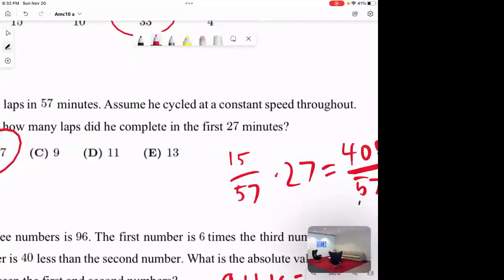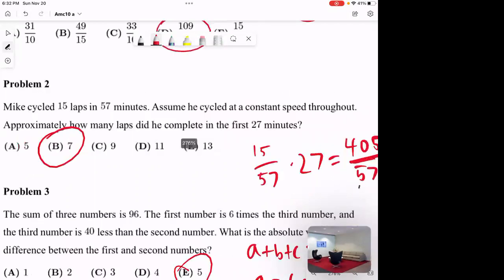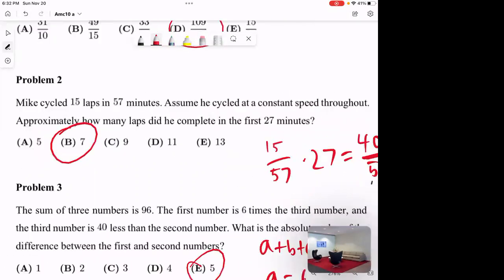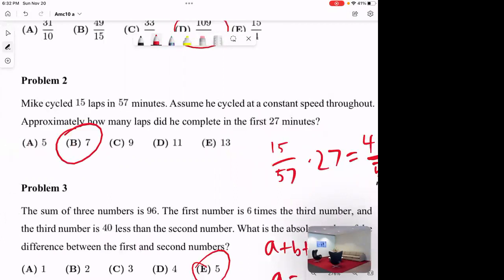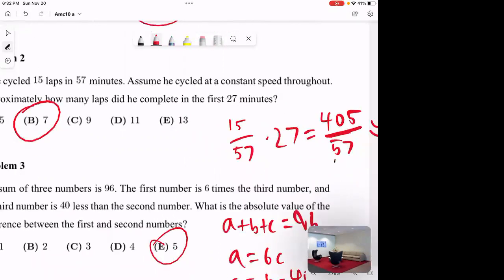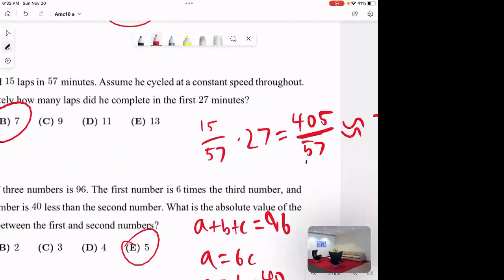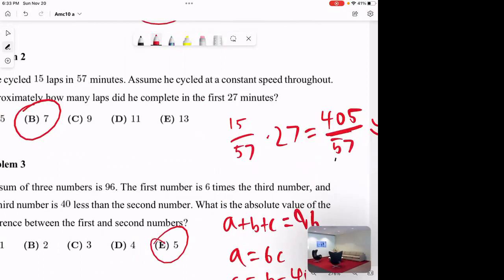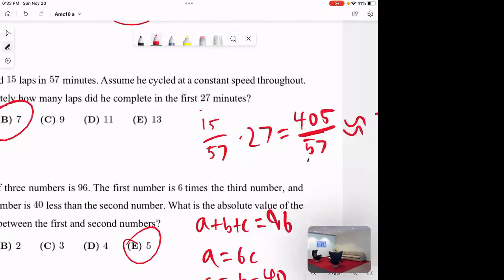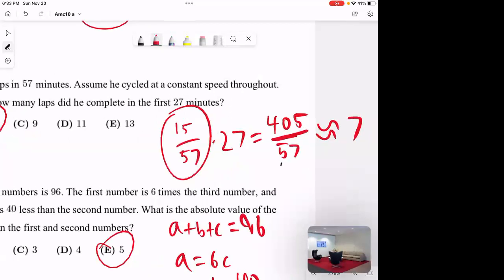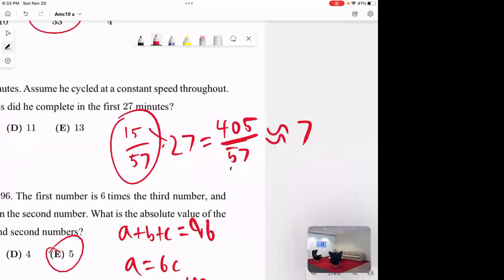So then the second one: Mike cycled 15 laps in 57 minutes. Assume he cycled at a constant speed throughout. Approximately how many laps did he complete in the first 27 minutes? So his speed is 15 over 57 laps per minute, because he did 15 laps in 57 minutes. This is how many laps he completes every minute, and we multiply this by 27 minutes, which gives us 405 over 57, which is roughly equal to 7, which is our answer choice.